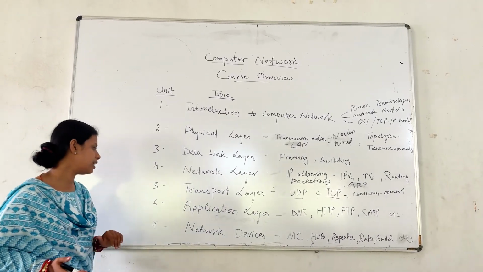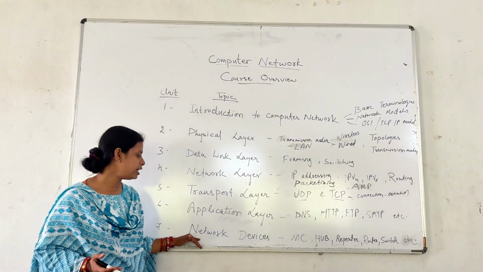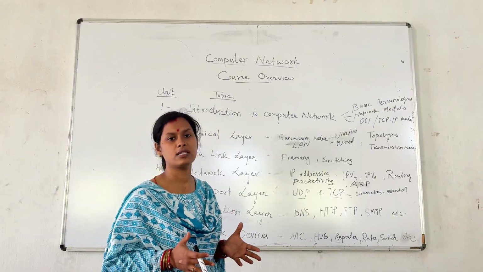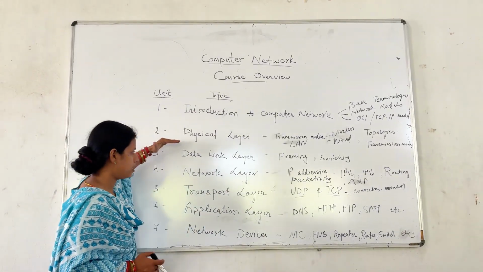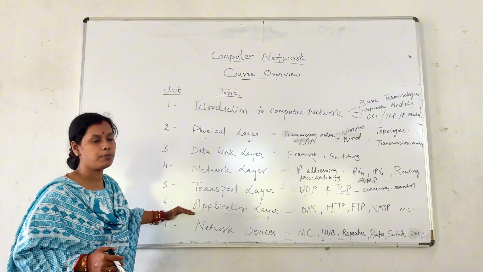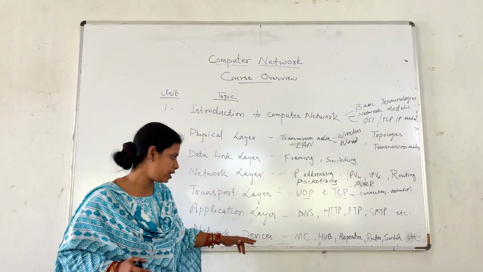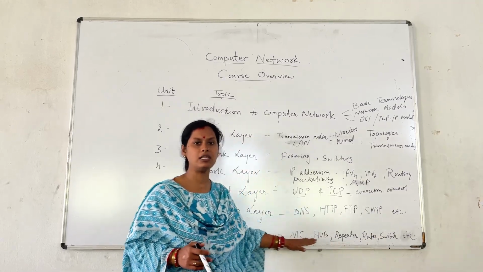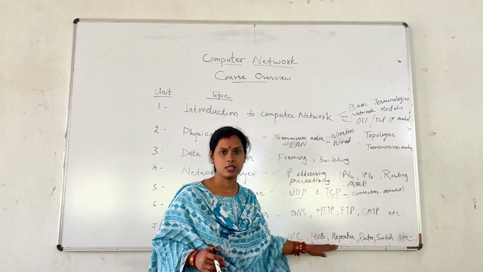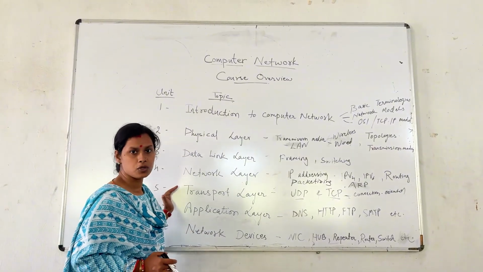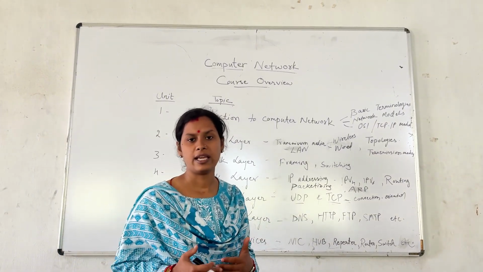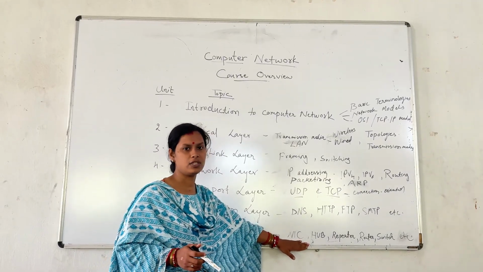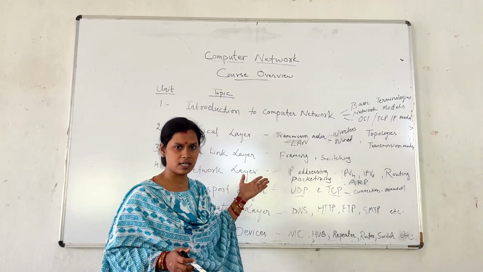And the last unit is network devices. Since we are dealing with computer networks, networking devices are a must. In each layer, what type of devices do we require? For example, NIC, hub, repeater, router, switch, etc. All these are physical devices which we require in each layer so that our data transmission can be done easily. NIC is a network interface card which provides the MAC address to the physical computer.